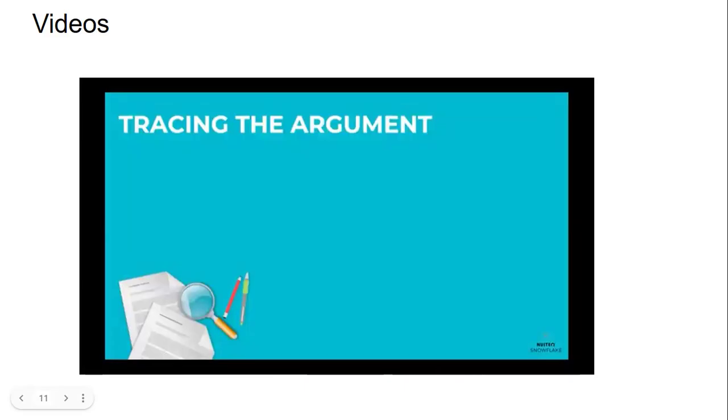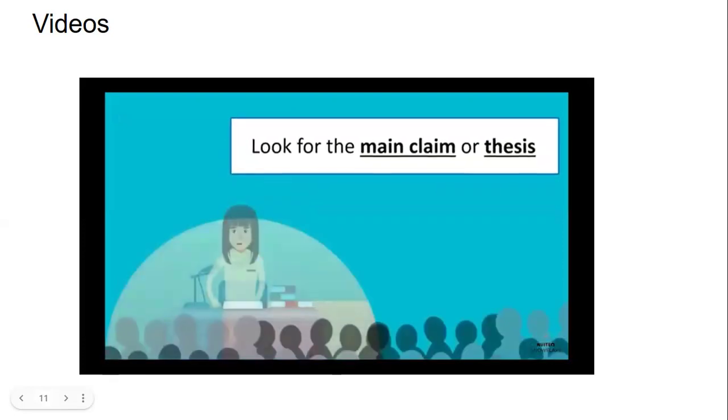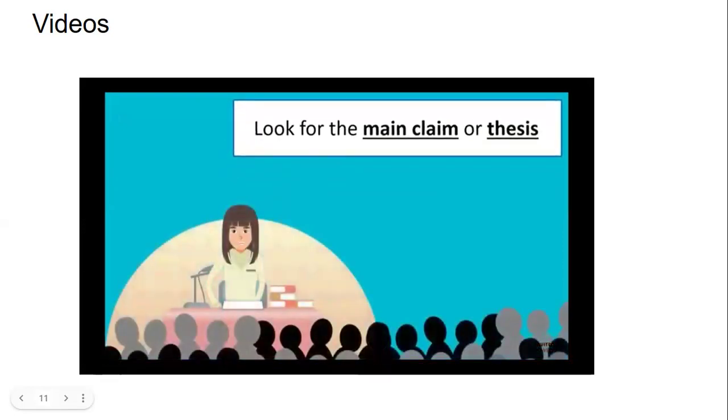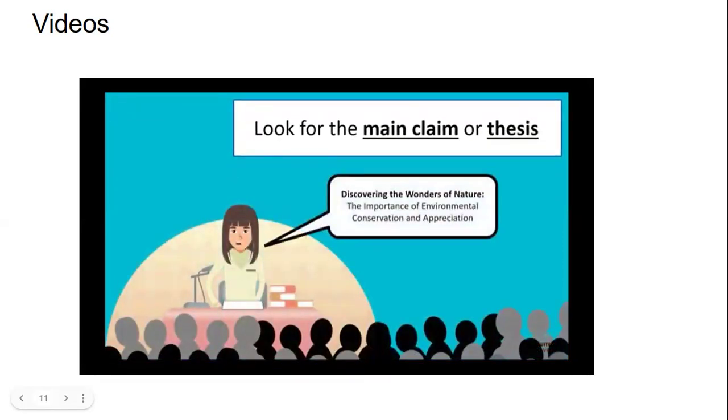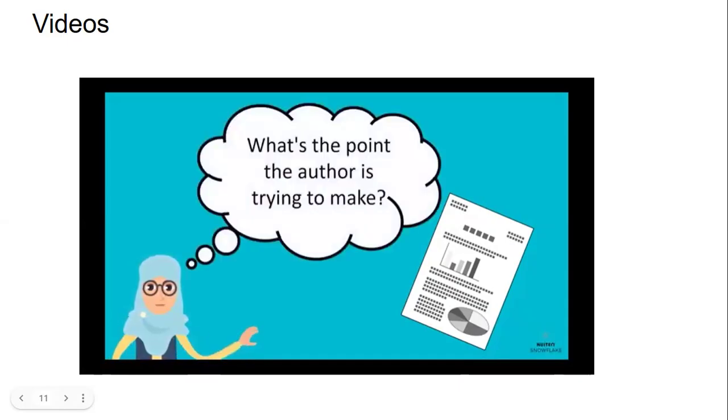informational text, it's important to understand the author's argument. To do this, we need to look for the main claim or thesis the author is making. Think of it like this: if you were making a persuasive speech, what's the big idea that you want to convince your audience of? That's your thesis or argument. In a text, it might not always be obvious what the author's argument is, but don't worry. We can still find it. Just ask yourself, what's the point the author is trying to make?